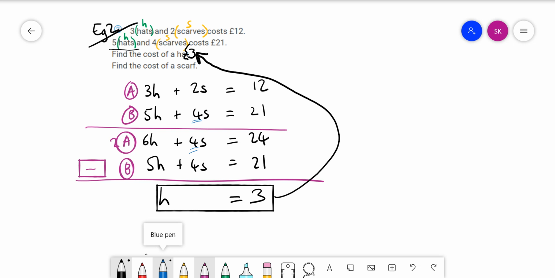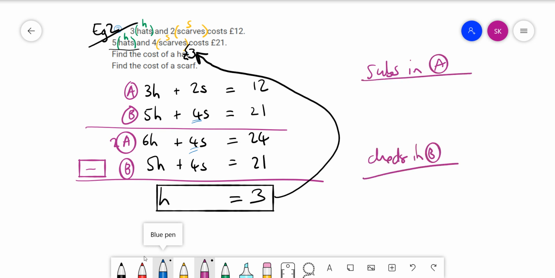Now, sub in. I'm going to sub into the original A because it's got the smallest numbers out of anything, which means I'm ultimately going to check in B. So 3 bracket 3 plus 2S equals 12. Remember, I'm substituting this value for H that I found in place of there. 3 times 3 is 9. Take away 9 from both sides.